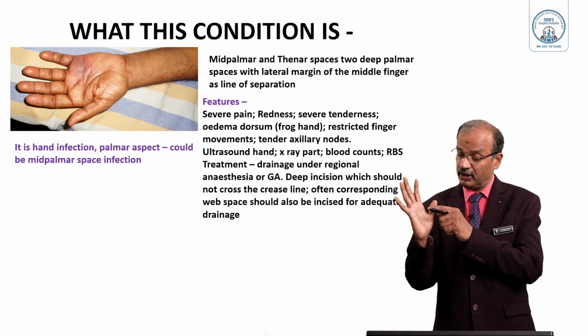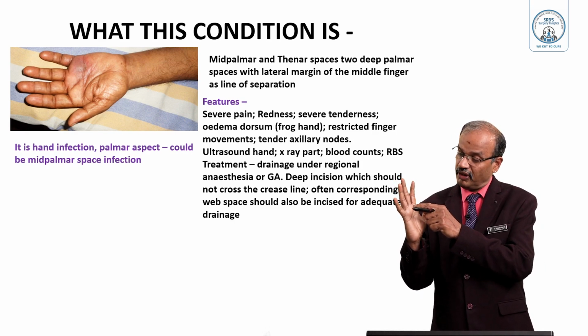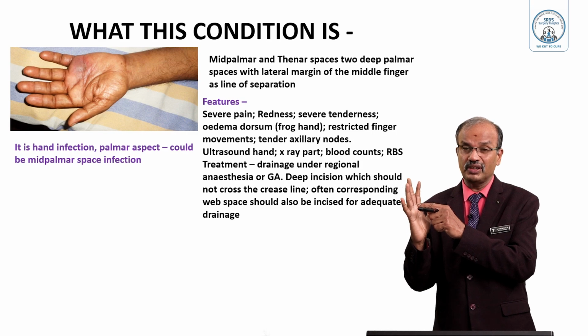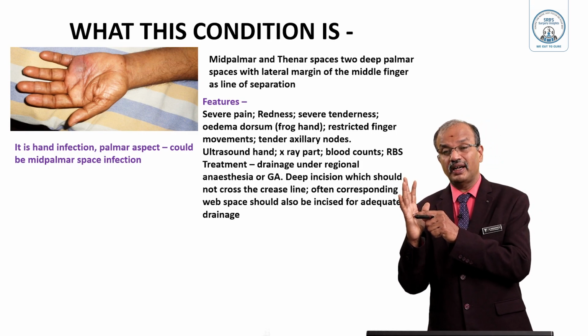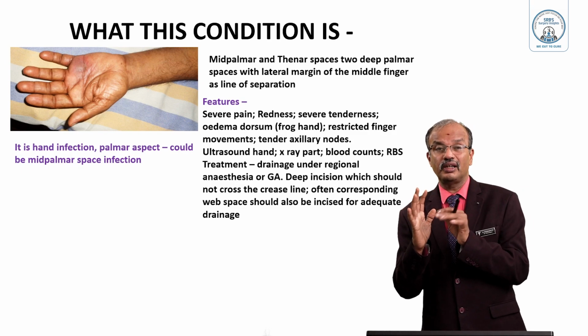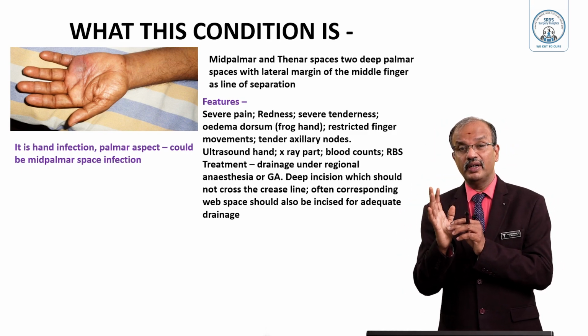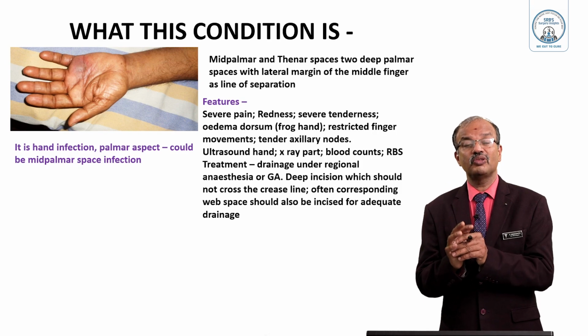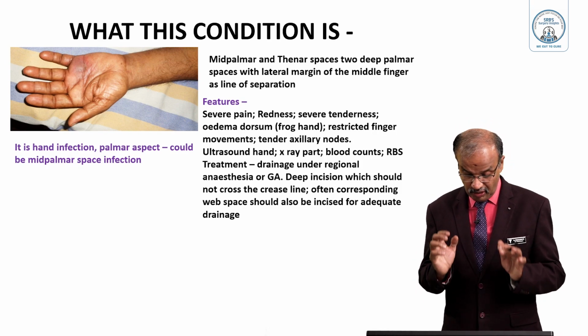Always open the web space. If this is the abscess area, put an incision like this and open the web space also, because there will be a focus in the web space also. Always go deep, open the palmar aponeurosis and open deeply, then drain it. If you make only a superficial incision, your drainage will be inadequate and it will be a failure. So a deep incision, an adequate incision, and opening the web space are very important. Never cross the crease line. These are the points which you have to always remember.